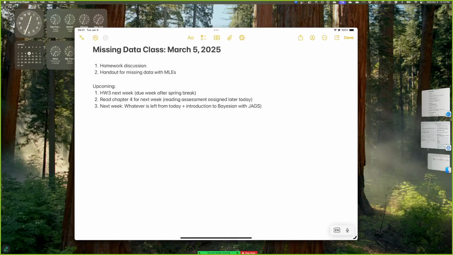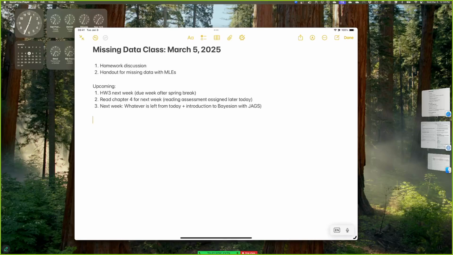Upcoming next week, I will have a homework 3 out, but it'll be due after spring break. That'll be a homework on this topic that we're talking about today. Then I asked you to read chapter 4 between now and next week, and I'll have a reading assessment that I'll assign later today for you to do by next Tuesday. And then next week, we'll have whatever is left from today, and then an introduction to Bayesian with JAGS.